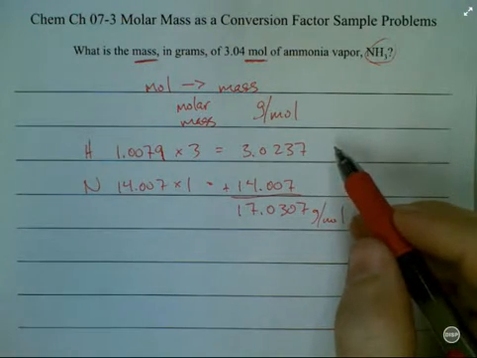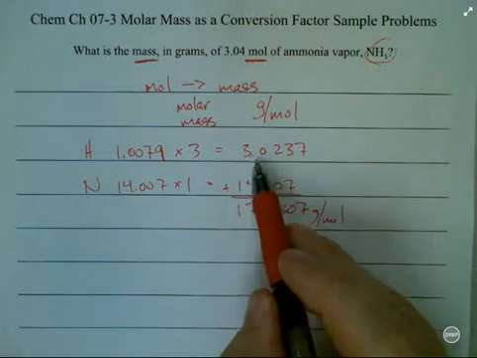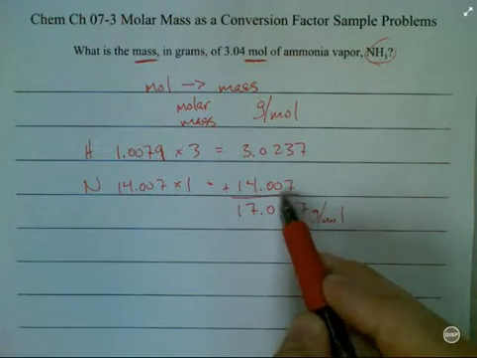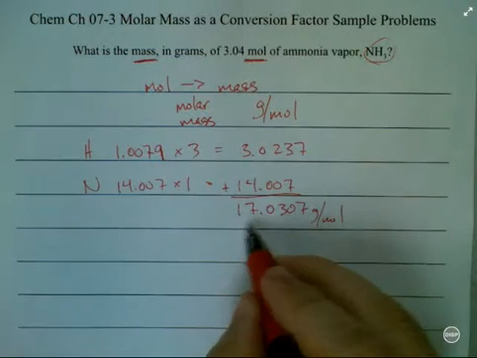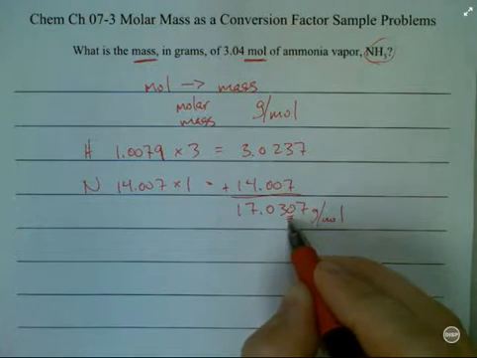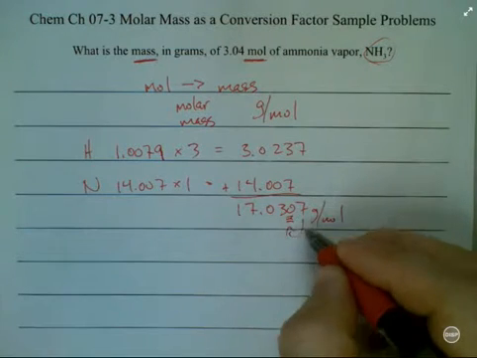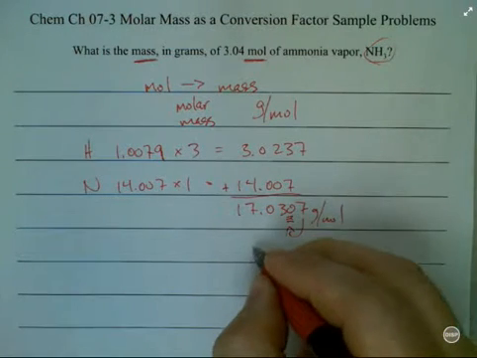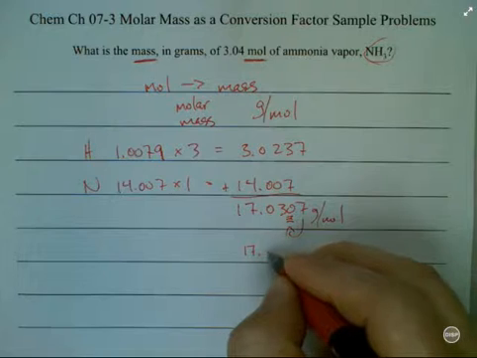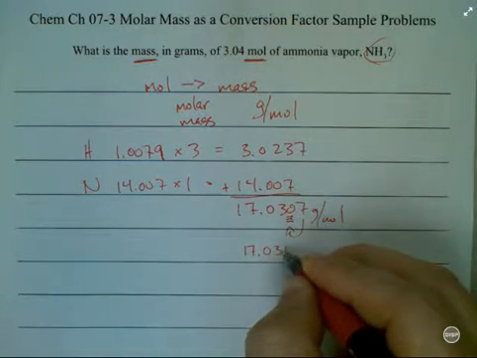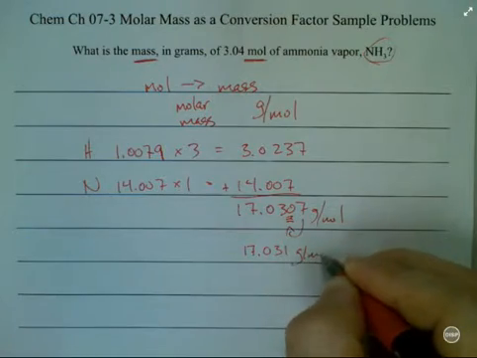Here I have 1, 2, 3, 4 digits past the decimal. Here I have 1, 2, 3. 3 is smaller than 4, so I need to have my answer reported with 3 digits past the decimal point. The 7 is going to indicate that I want to round this up. So the molar mass for NH3 that I'm going to use is 17.031 grams per mole.